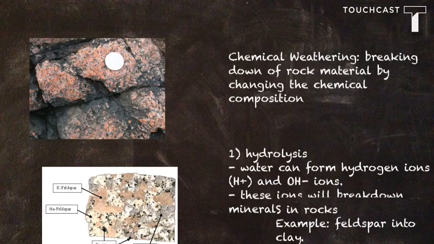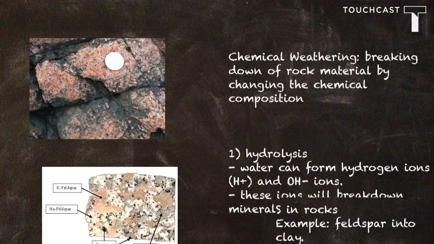The first type of chemical weathering that I'm going to discuss is what we call hydrolysis. It's when water dissolves rock. And water has ions, which we call hydrogen, and the hydroxyl ions, which is the OH there, that will combine with those minerals and break them down into something different.